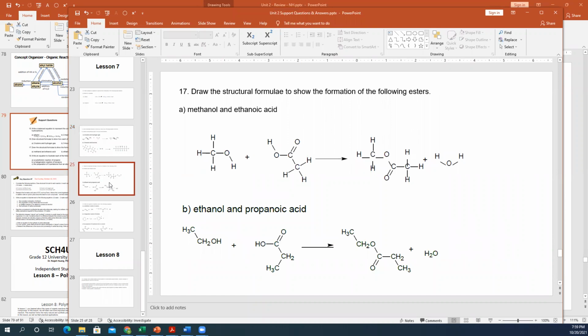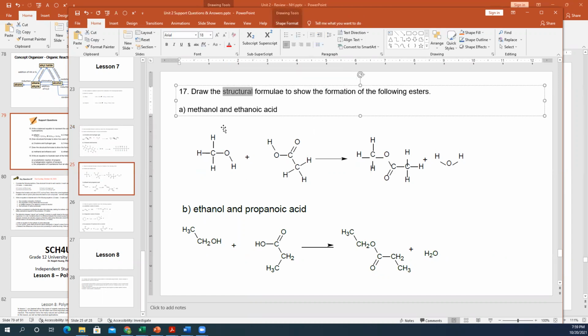So draw the structural formula. And whenever I say structural, I mean structural. Draw me the structure. I don't just want to get, you know, CH3OH. I want to get C, line, line, line, line, H, H, H, O, line, H. That is a structural formula, guys.